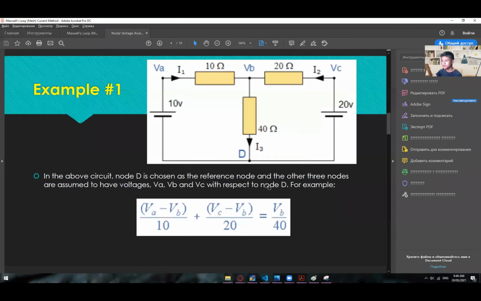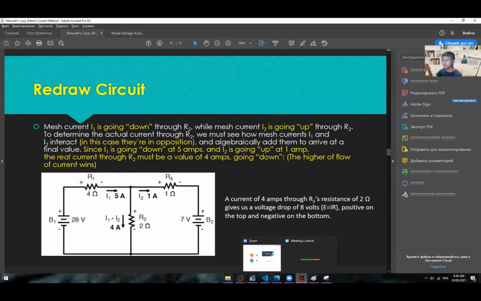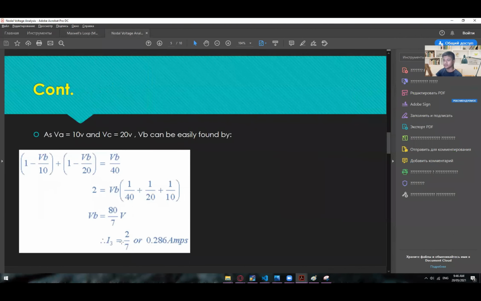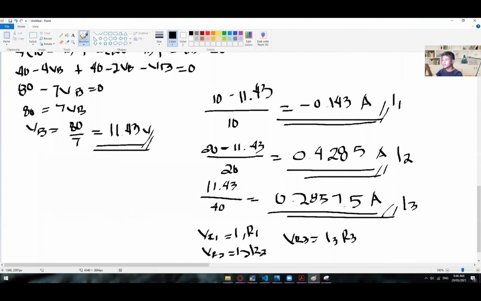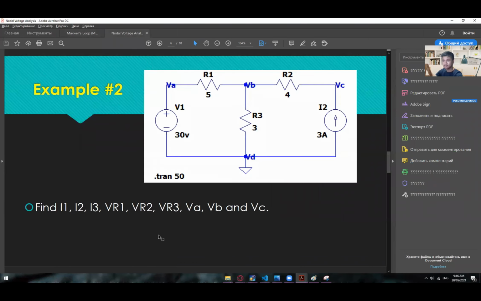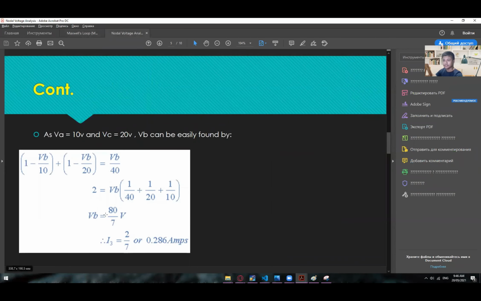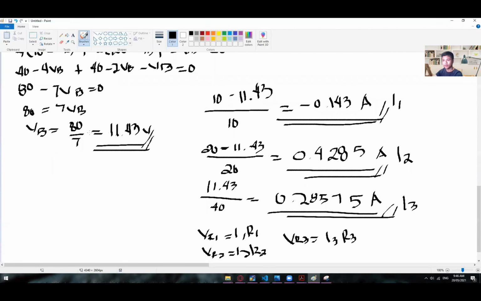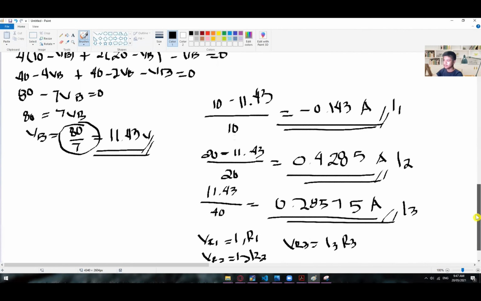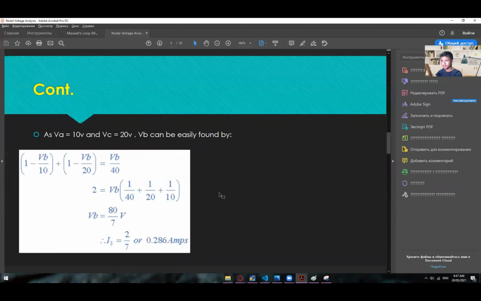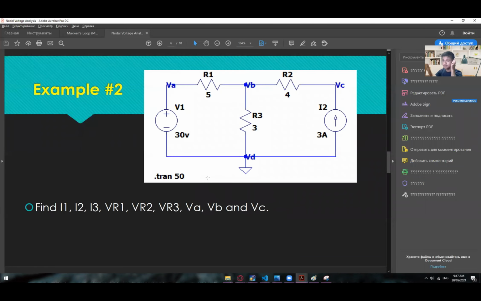If we are going to compare, the I3 is 0.286 amps. This one is 6, so it only gets 3 decimals. And VB is 80 divided by 7, which is equal to 11.43, which is this one. The rest are just bonus, wherein you can solve for I1, I2, I3, VR1, VR2, and VR3. So that's it for the first example.